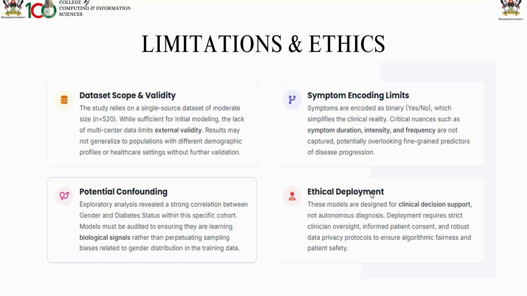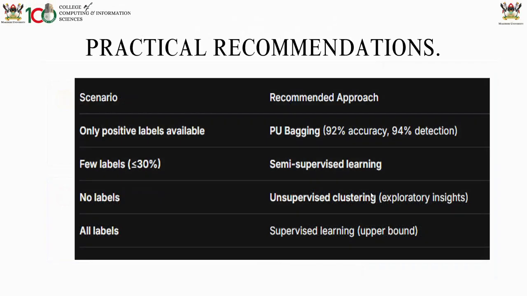of disease regression. And then for ethical deployment, these models are designed for clinical decision support, not autonomous diagnosis. So deployment requires strict clinician oversight, informed patient consent, and robust data privacy protocols to ensure algorithmic fairness and patient safety. Then practical recommendations.